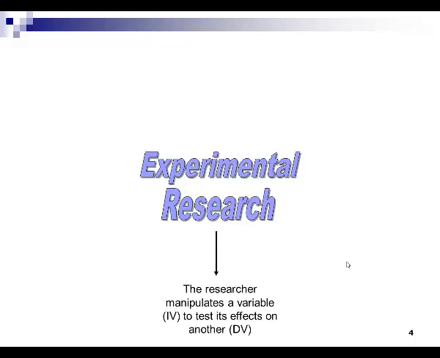And in experimental research, it's very important to know that the researcher is manipulating a variable, which is called the independent variable, to test its effects on another variable, which is called the dependent variable, or as I have listed here, DV. The other important thing to remember about experimental research is that in this type of research, all extraneous variables are controlled. So we try to control everything else going on to make sure that it is truly the variable that we manipulate, the independent variable, that is truly leading to changes in the dependent variable that might be observed.